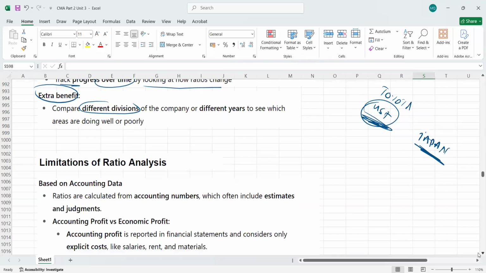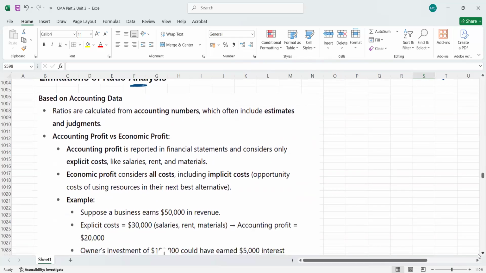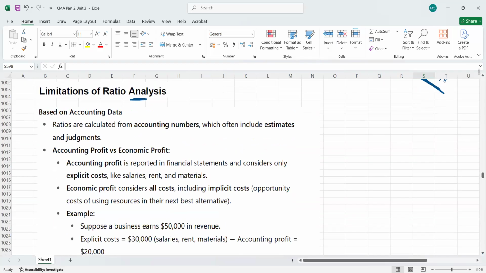Now, we have the limitations of ratio analysis. There are some limitations as well. Please try to understand, there are a couple of points which we need to understand. Limitations means problems with the ratios. So what is the first point?